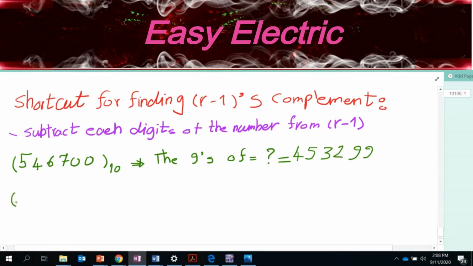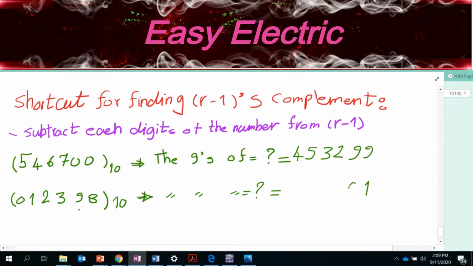Another example here is again on page 12. The number is 0 1 2 3 9 8, in base 10. The question is, what is the 9's complement of that? Let me do that. Again, one step: subtract everything from 9. So 9 minus 8, you will get 1.